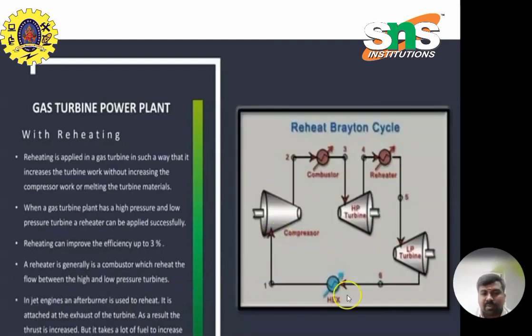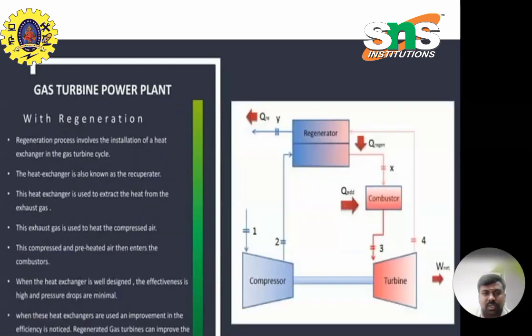So, the gas turbine power plant with reheating. This is the layout: this is the compressor, combustor and the reheater. This is the high pressure turbine, and this is the low pressure turbine. In a jet engine, an afterburner is used to reheat. It is attached to the exhaust of the turbine. As a result, the thrust increases, but it takes a lot of fuel.